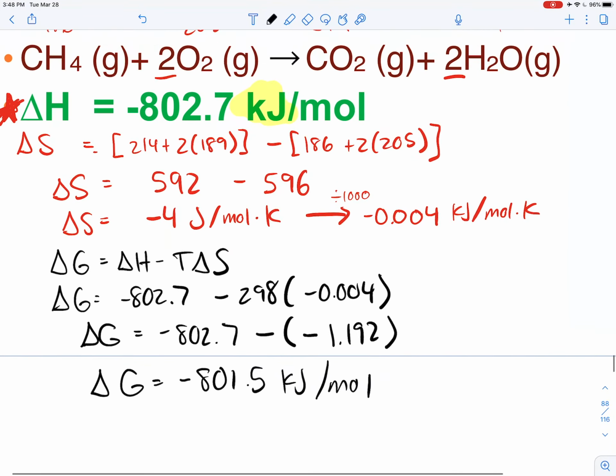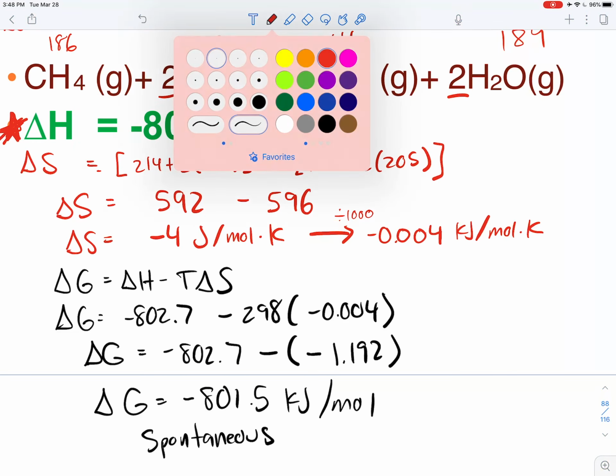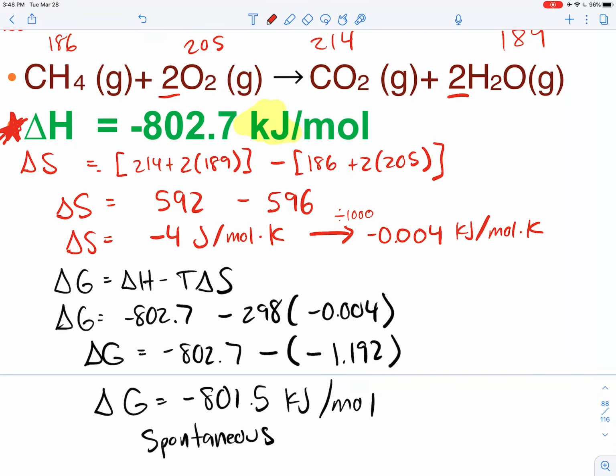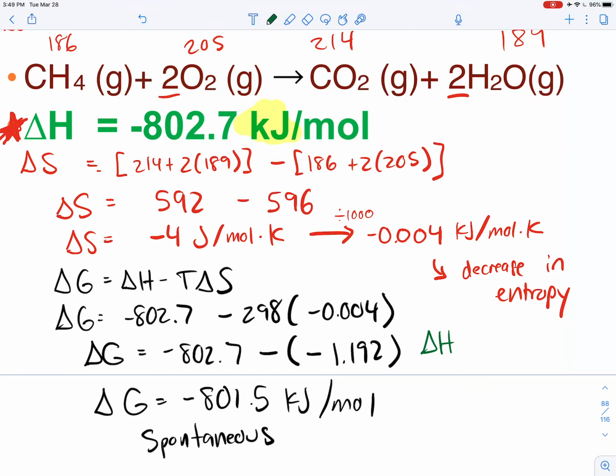Then we want to ask ourselves, what does this tell us about a reaction? Remember, a negative value tells us this is spontaneous. We can also look at the S value. The S value was negative, so what this tells us is that there is a decrease in entropy or disorder. And lastly, the delta H, because it is this negative number here, tells me that this is exothermic.